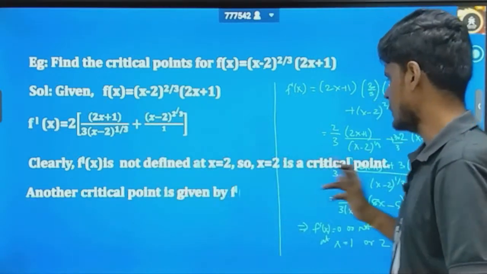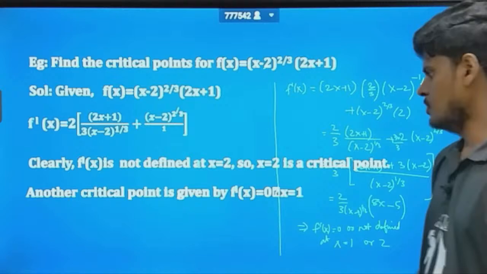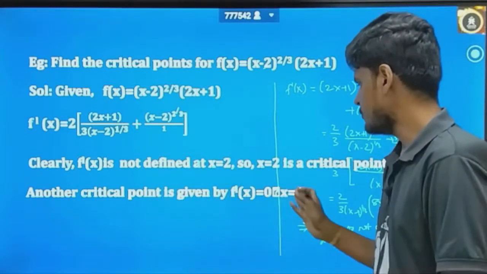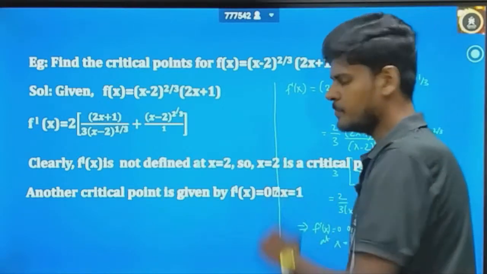So f dash of x is given like this. So f dash of x is not defined at x equal to 2. So this point will be considered for critical point. Also f dash of x equal to 0 means x is equal to 1. These two are critical points.